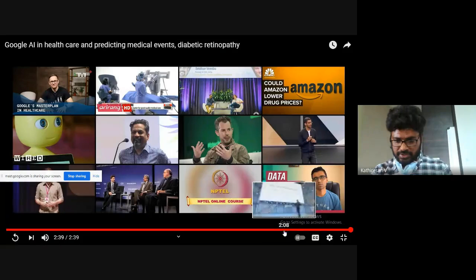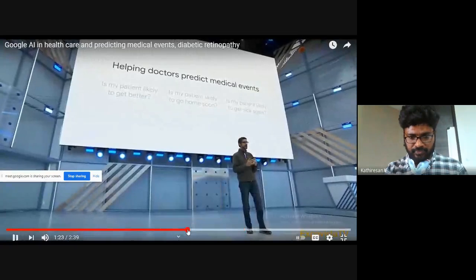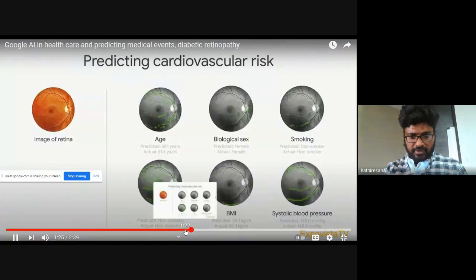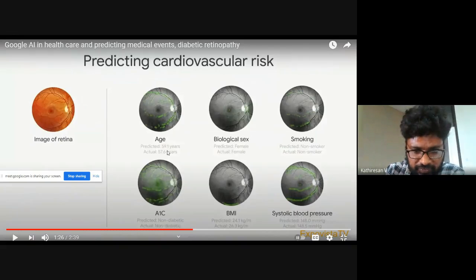Okay, in this, just think about this. Predicted is 59.1 years, actually it is 57.6 years. It's almost close, and see, a lot of exact prediction.